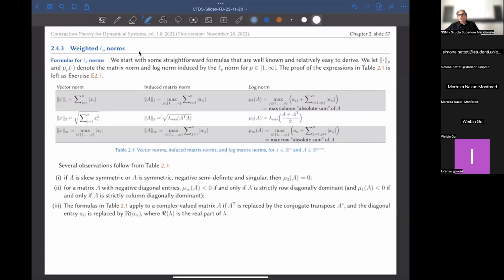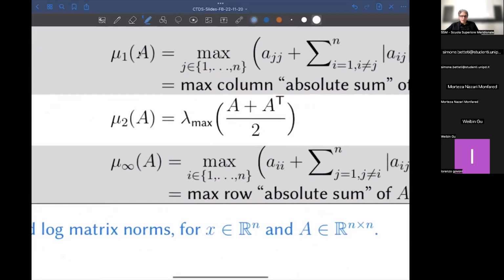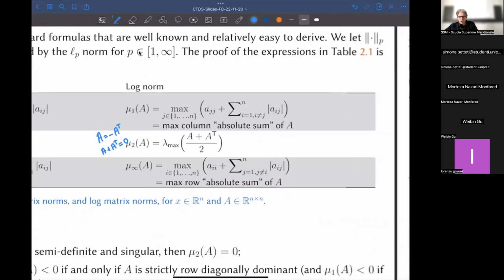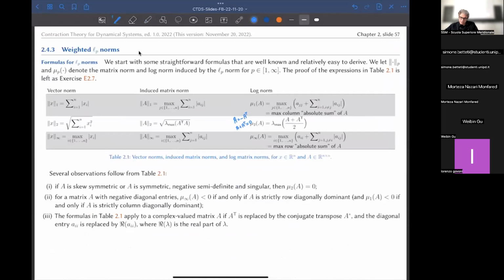In this language of induced norms and log norms, there are many little things that are just obvious and well known. Look, here's a stupid little thing. Suppose I tell you that I have a matrix A and it's skew-symmetric. What's the 2 log norm? Skew-symmetric means that A is equal to minus A transpose, which means that A plus A transpose is 0. So when I compute the 2 log norm of the skew-symmetric matrix, I get 0. It's obvious, right? So little things like that are all well understood.